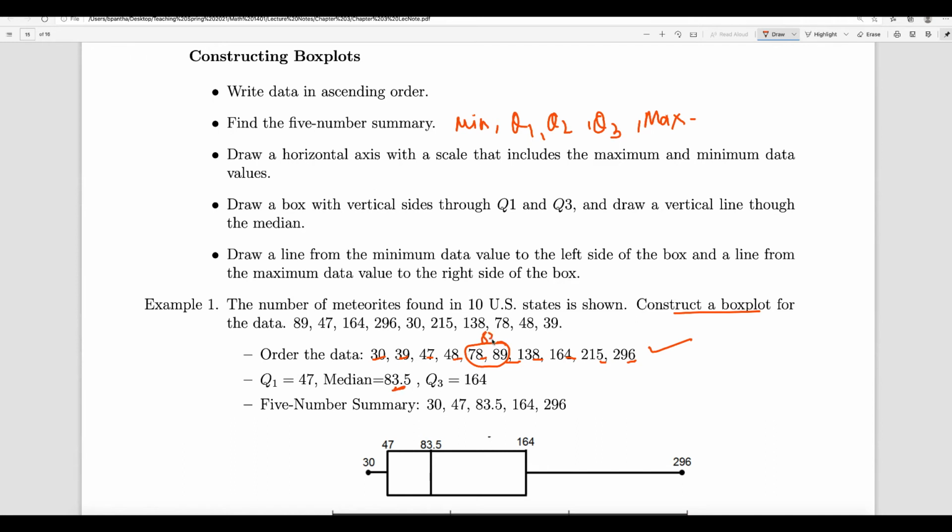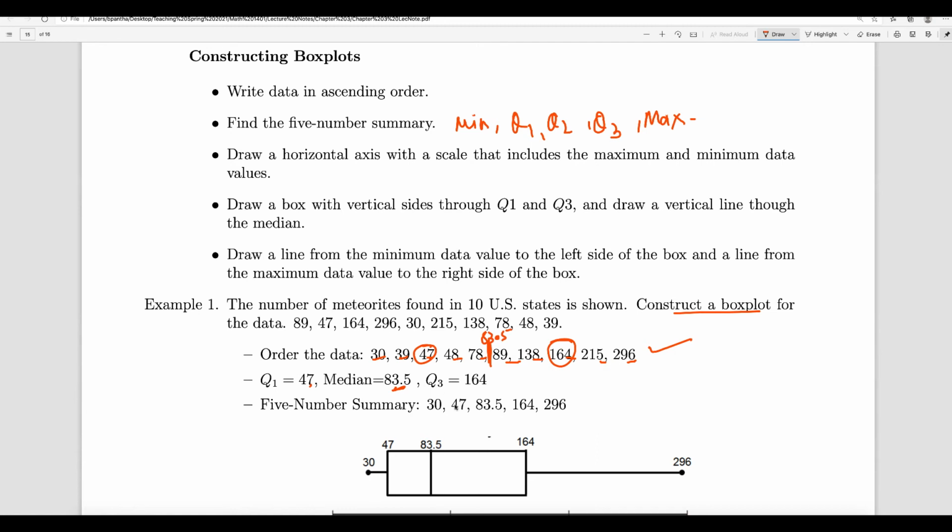So 83.5 is the median. Now all the data left of that median will be used to find Q1. So find the median of those data. 1, 2, 3, 4, 5 data. So this is the median. So Q1 is the median of the left data only. That is Q1. Similarly, this one will be Q3.